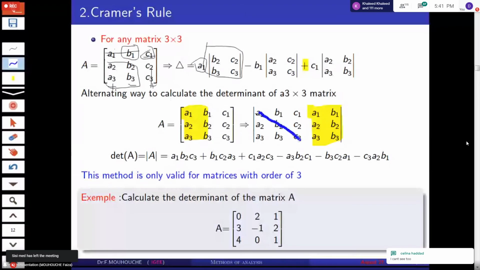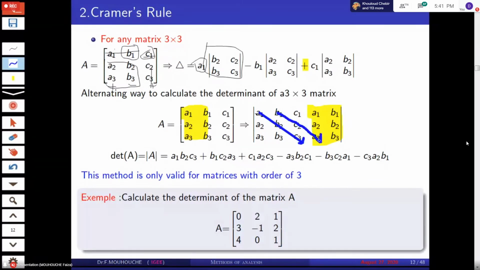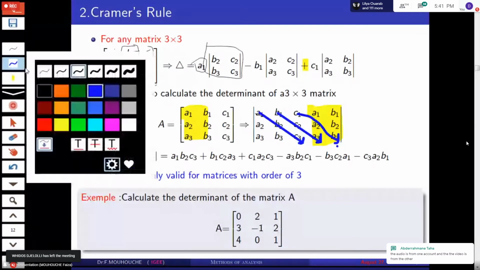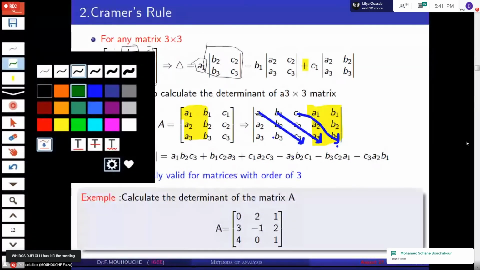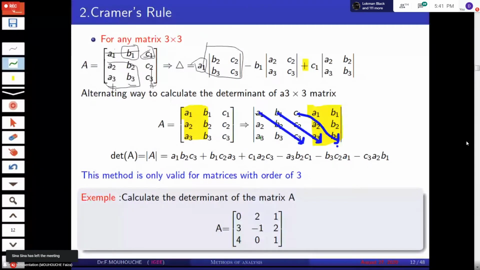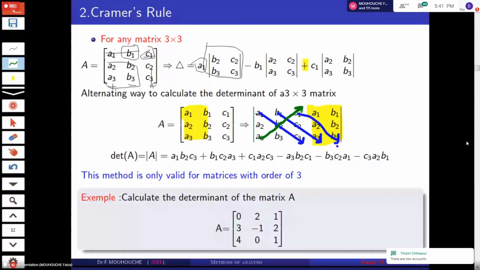This is the first, the second, and the third. Then in another color, draw lines from the bottom to the top, like that, and put the signs.